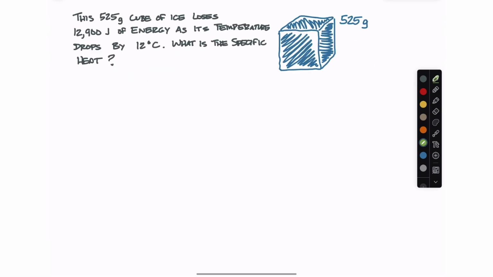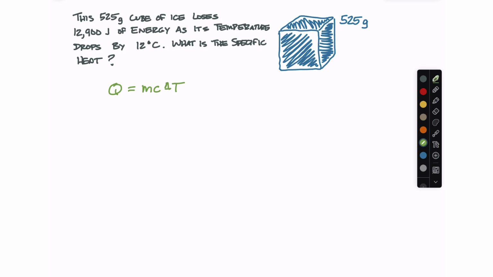Okay, our last calculation says this 525 gram cube of ice loses 12,000 joules of energy as its temperature drops by 12 degrees Celsius. They want us to find the specific heat capacity for ice. We can do that if we write down a few things. We're going to use a formula that has specific heat capacity in it. We've used that formula already once or twice. Q equals MC delta T.